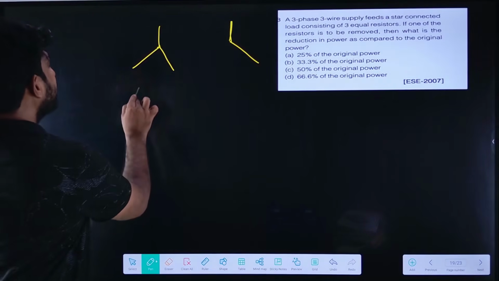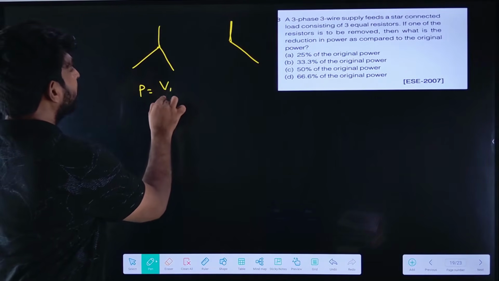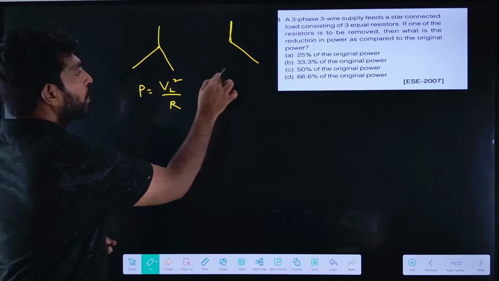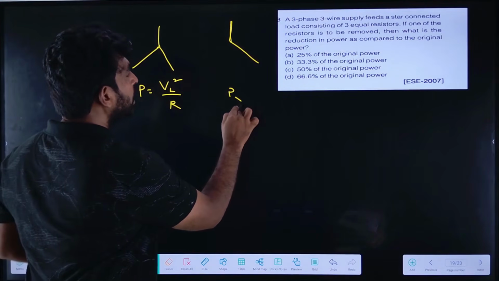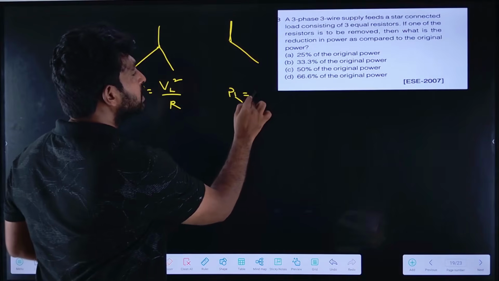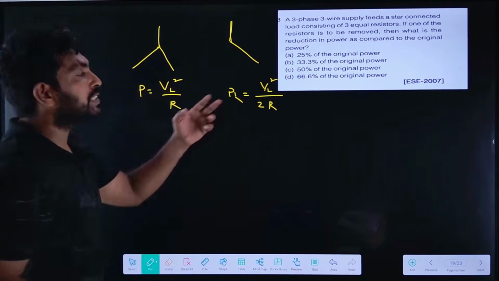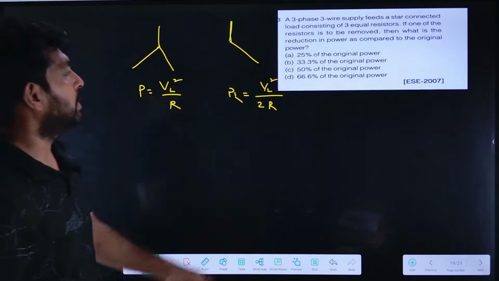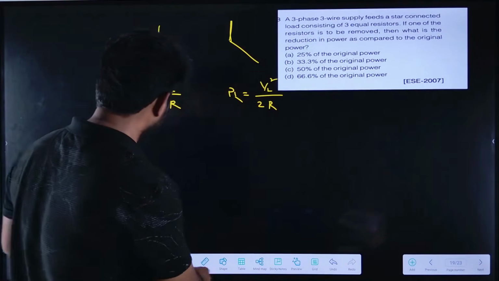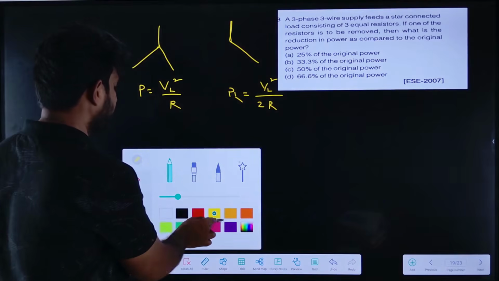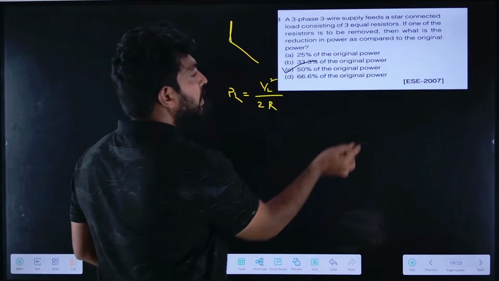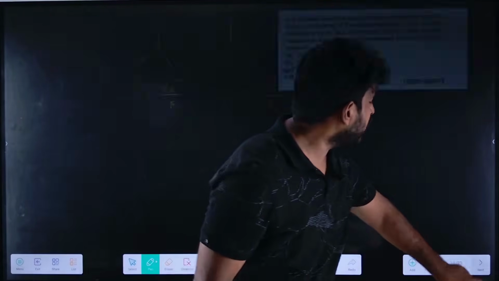So what is the power in this? We have derived that it is equal to VL square by R. So what is the power in the open star? It will be VL square by 2R. So it was reduced by 50%. So the answer is 50% of the original power. Right? So now let us solve the next question.